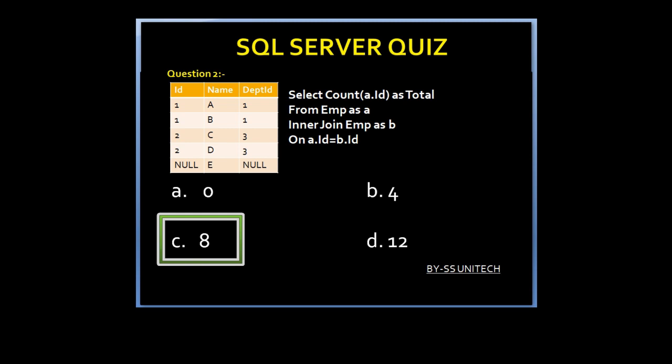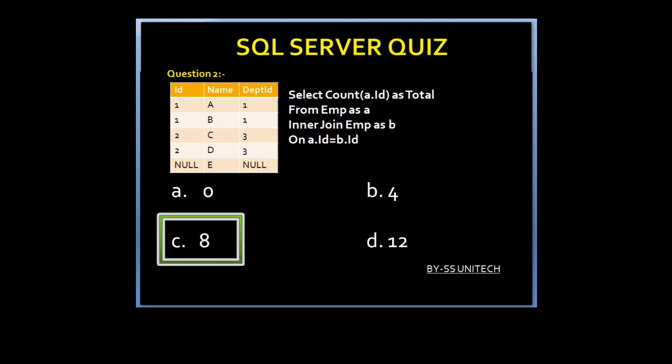So time up. Option C is true. So here it will pick the first row's ID column value from our left table and try to compare it with our right table ID column. If the value matches, then that row will be moved to our result set. Otherwise that row will be skipped.